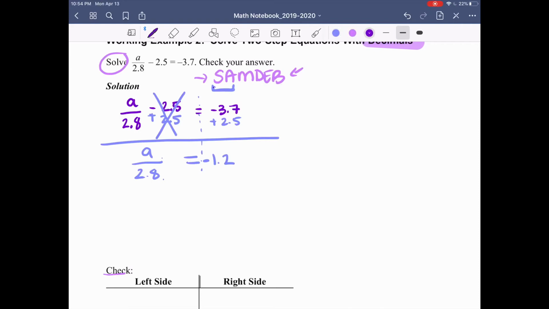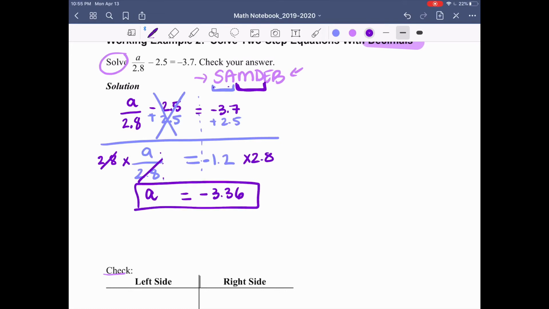So we did our subtraction and addition. Our next step is to do any multiplication and division. So again, we're doing opposite operations. So is the variable being multiplied or divided by anything? Well, yeah, it's being divided by 2.8. So the opposite of dividing is to multiply by 2.8. That will cancel it out. But what you do to one side, you have to do to the other. So here we have that a is equal to, you can do it on your calculator, negative 3.36. And that's your answer.